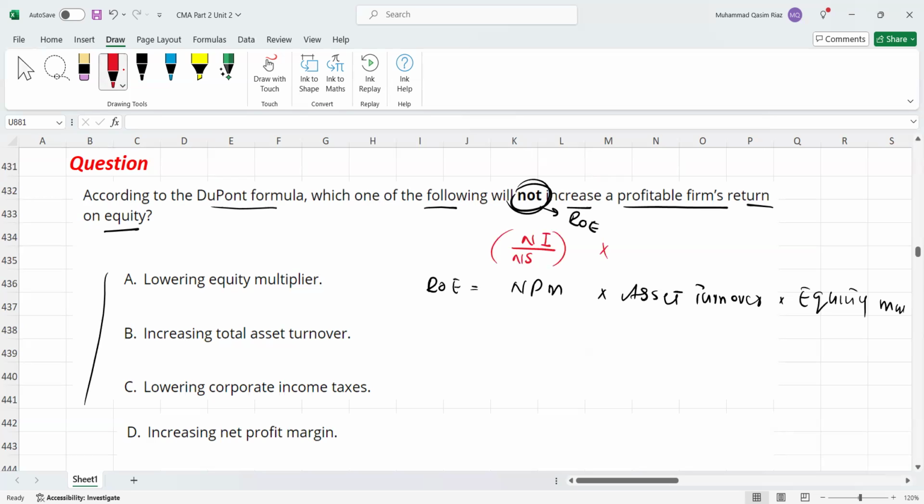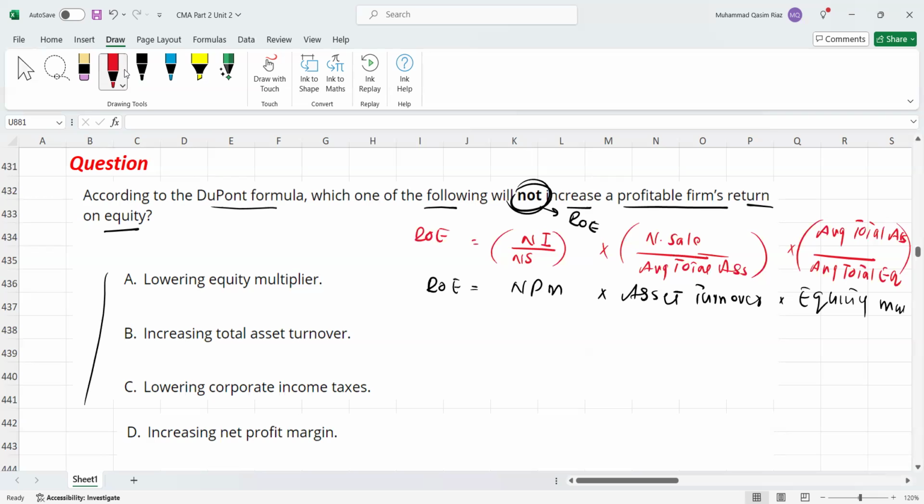Right? And asset turnover ratio, how do you calculate? Net sales divided by average total assets. Okay. And the third, equity multiplier, is how? Average total assets divided by average total equity. Okay. So now the question is, this is how you calculate what? Return on equity. The question is which factor will not increase return on equity?